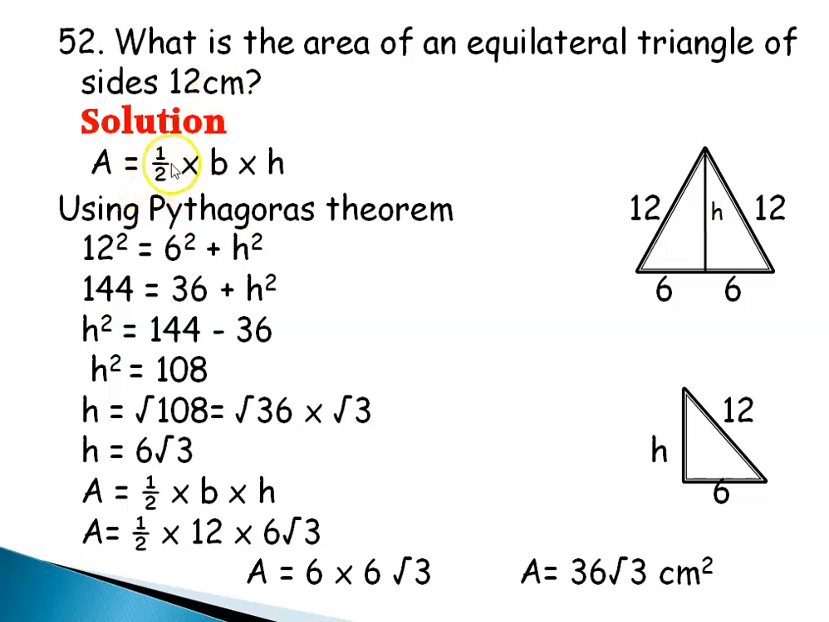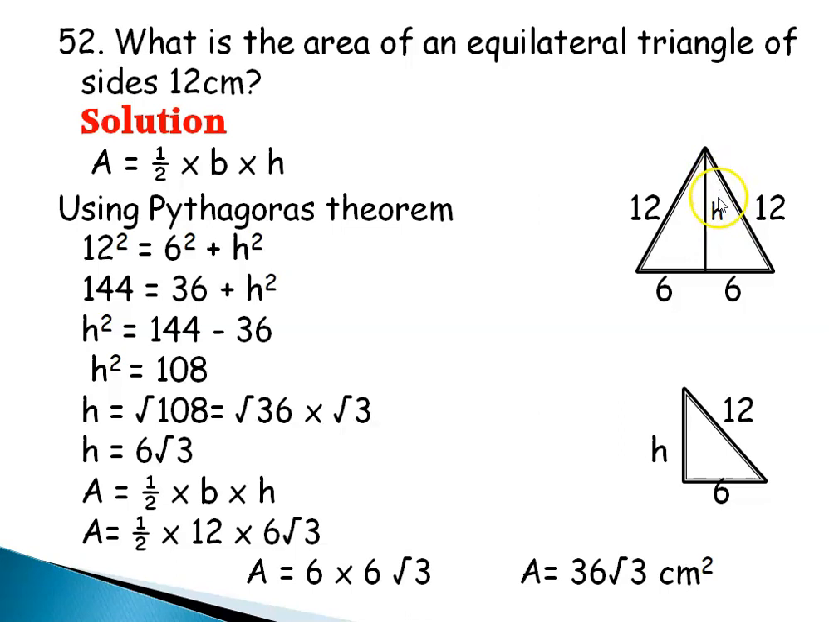Alright, we know the formula for area of a triangle to be 1 over 2 times base times height. But in this question, we need the height. We know the sides to be 12, 12. Equilateral triangle means all the 3 sides are equal. 12, 12, 12. But since I need the height, I'm going to draw a line to pass through this and divide the triangle into 2 equal parts, leaving me with a base of 6, 6. And then this will be my height.